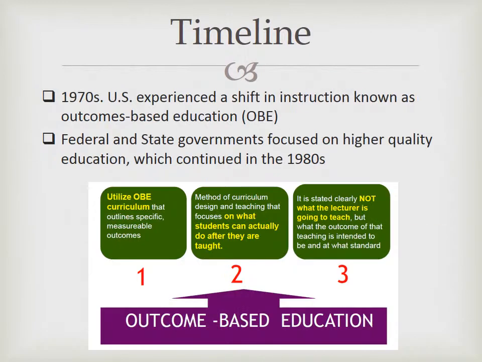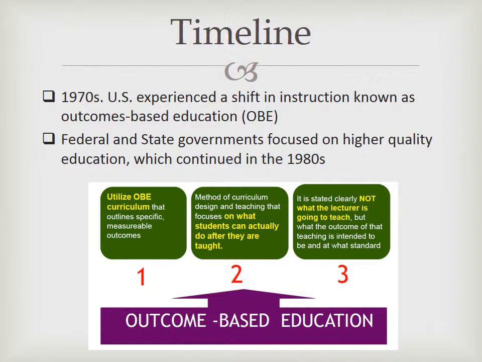By the 1970s, we saw yet another shift in instruction, and they began practicing what we know as outcomes-based education. And the federal and state governments, they also began to take notice and focus on a higher quality of education, and that trend continued into the 1980s.